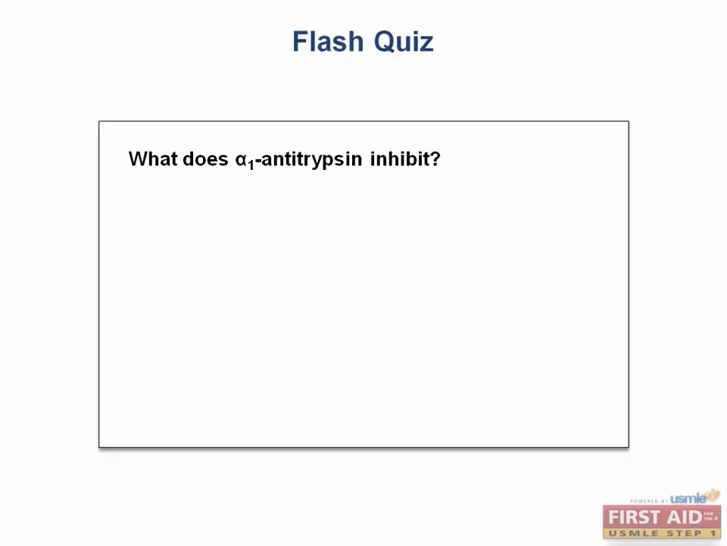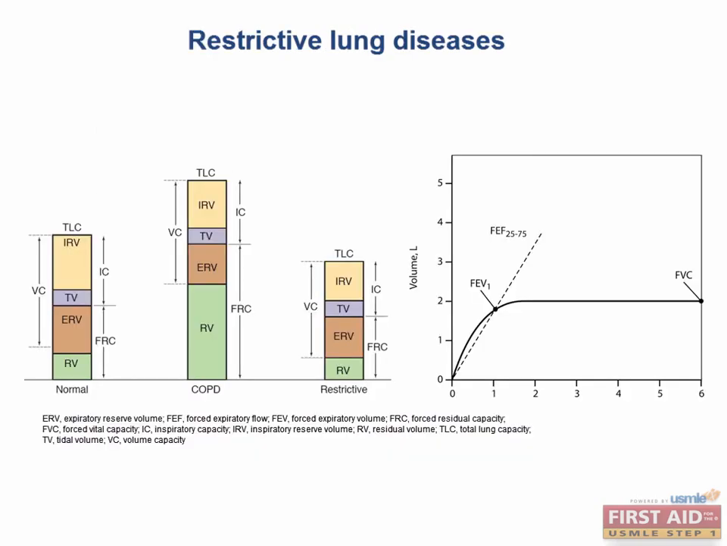Flash quiz. What does alpha-1 antitrypsin inhibit? Elastase in the lung. So we've discussed obstructive lung diseases. Now let's talk about restrictive lung disease.